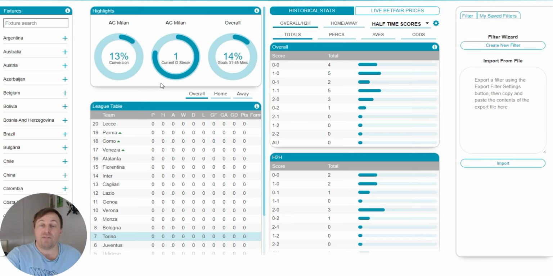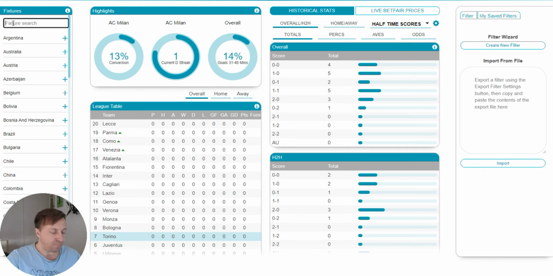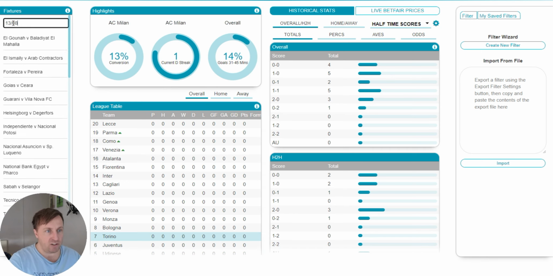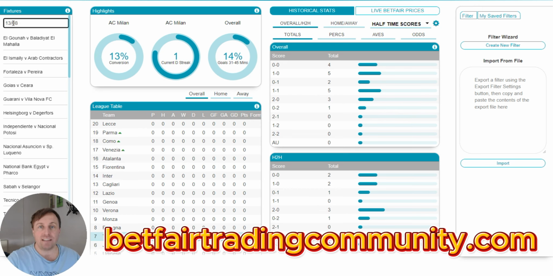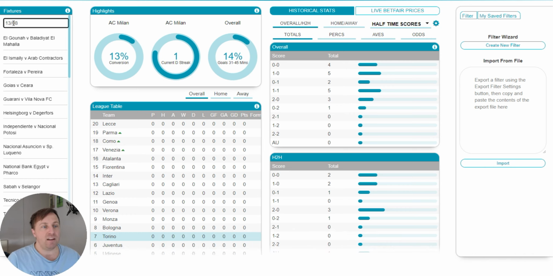The first thing we're going to do is find some games to trade. So if we type into the box at the top here, and this is the BetfairTradingCommunity.com stats software. If you don't have that already, go to BetfairTradingCommunity.com and check out if that's something you want. And now if I put the date in, you can see here it comes up with all the games for today.